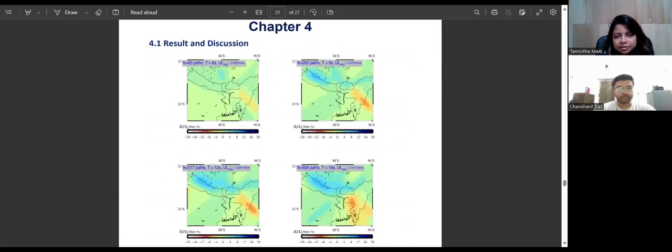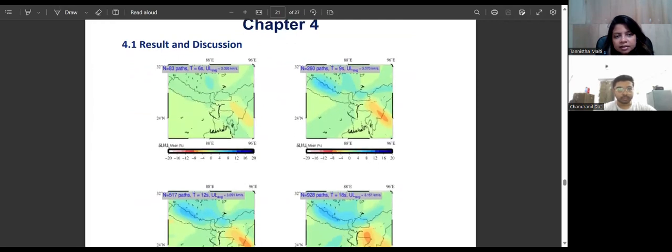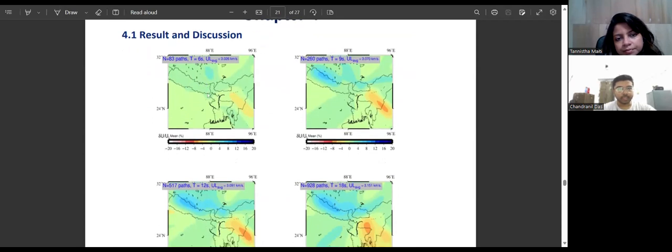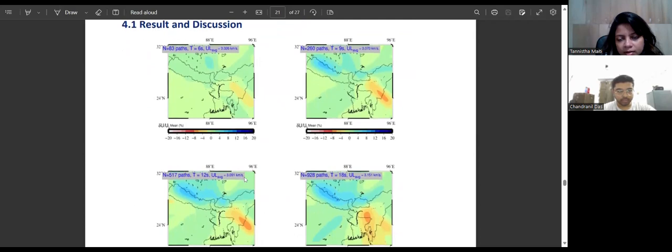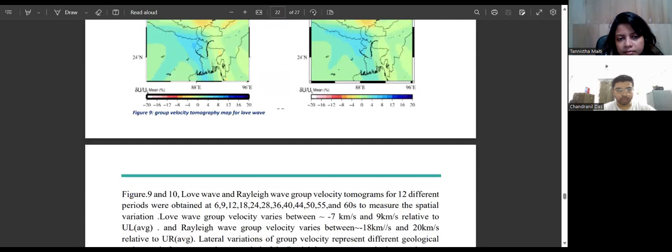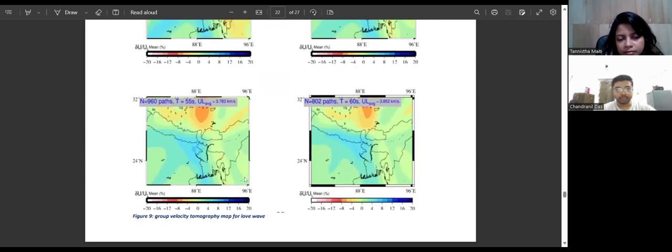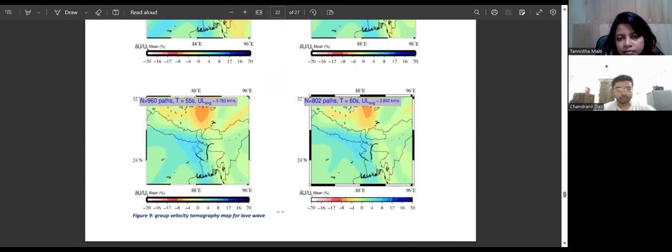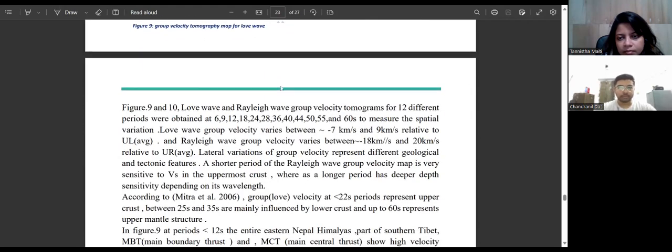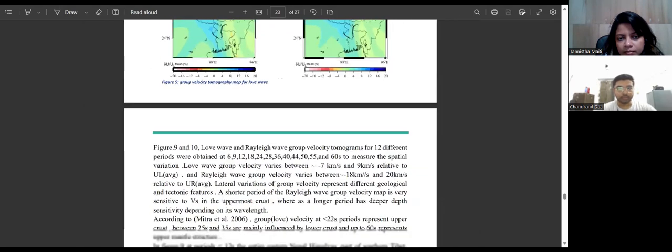So let's do this. Can you increase it? What do you see here? Ma'am, we are mainly seeing the number of paths, the time, and the average Love waves, and down there it will be the Rayleigh waves. I would like to mention the outcome of it. These are the Love ones for different paths and different time periods. I'm taking 12 different periods of it; these are the 12 different ones.